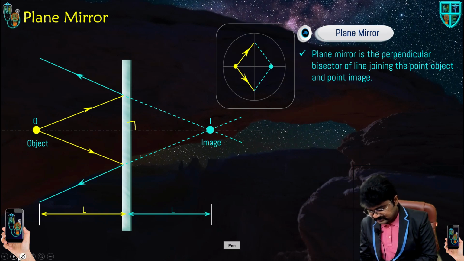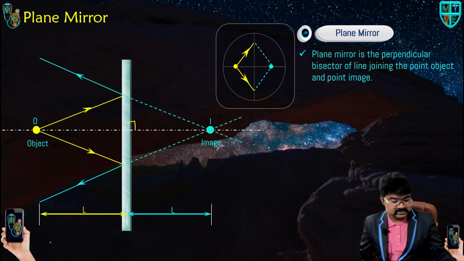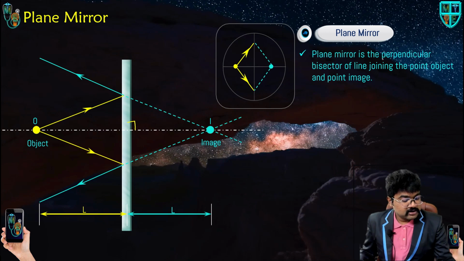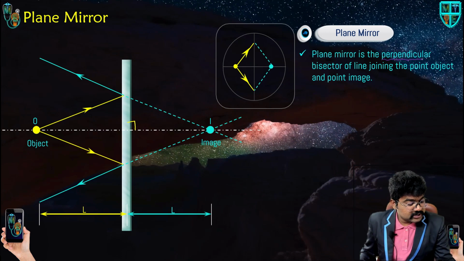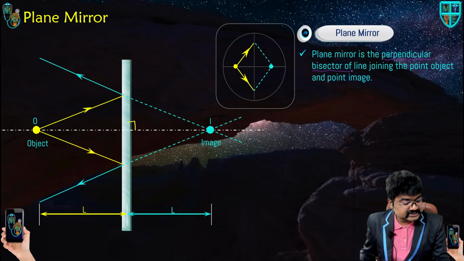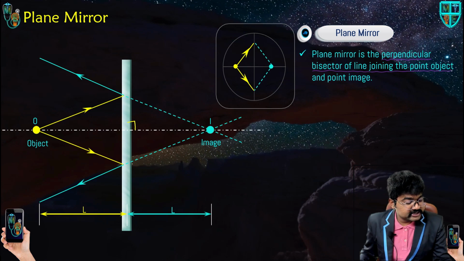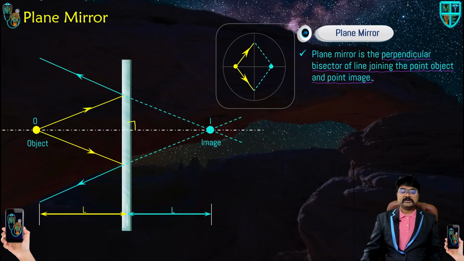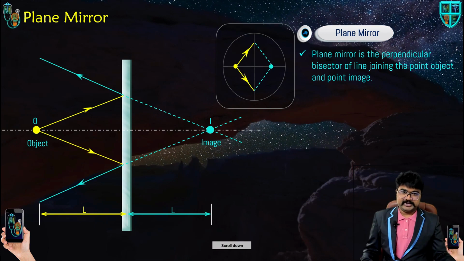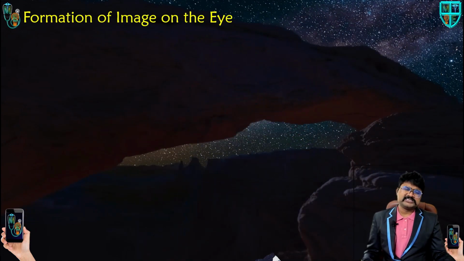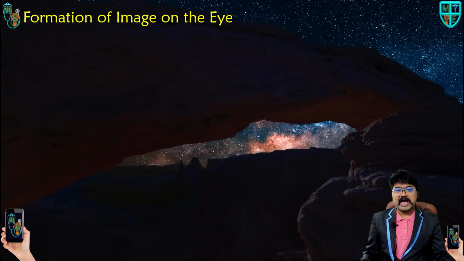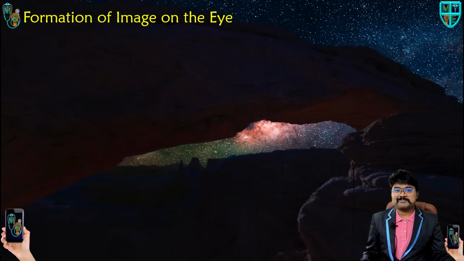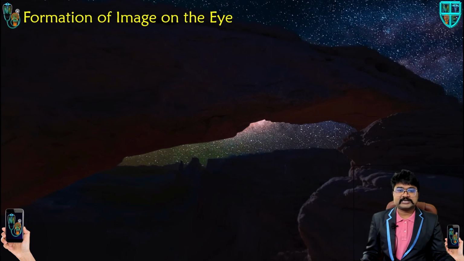You can note this: a plane mirror is a perpendicular bisector of the line joining the point object and point image. Okay, now we will be proving it. See here, first, what is the formation of the image at I? After that we can prove the perpendicular bisector property.